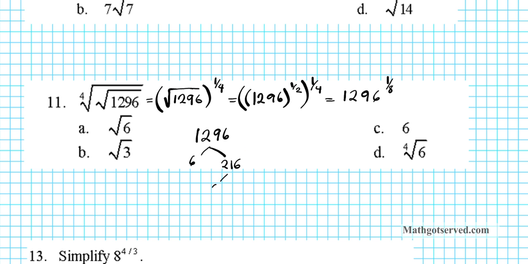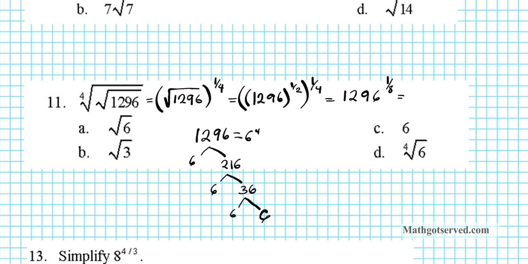Alright, let's try 6 going in here again. 6 goes into 12, 2 times. Remainder 3, 36. 6 goes into 36, 6 times. Alright, so basically 1296 is 6 to the 4th power.